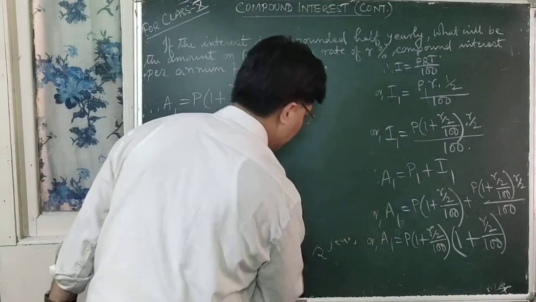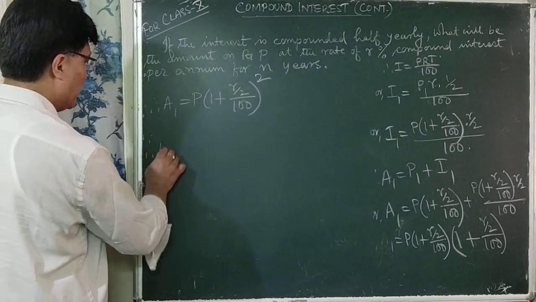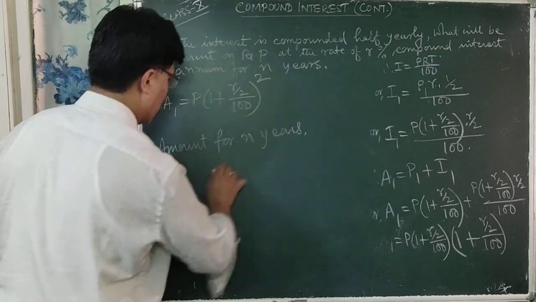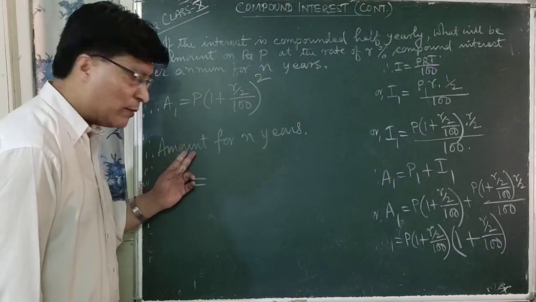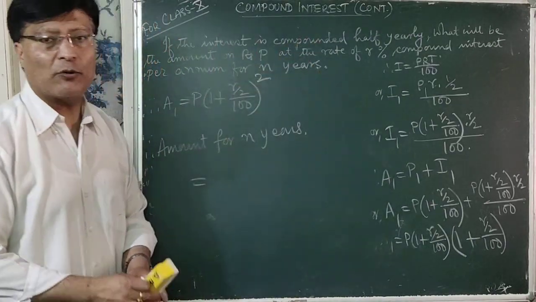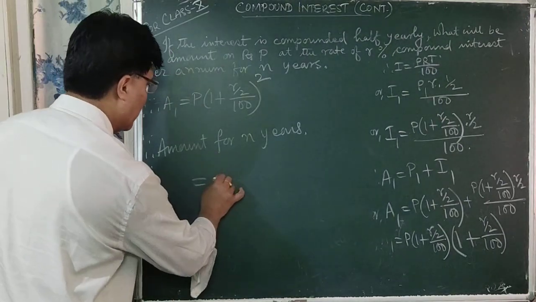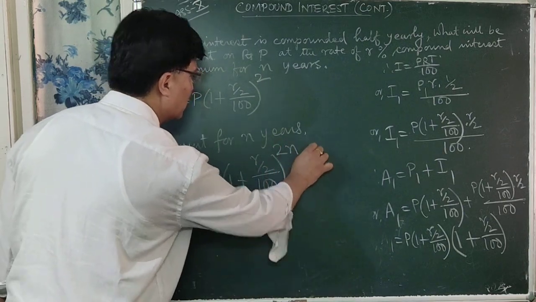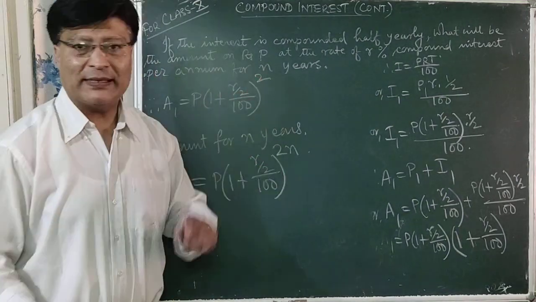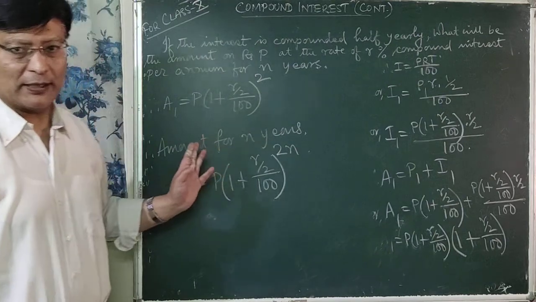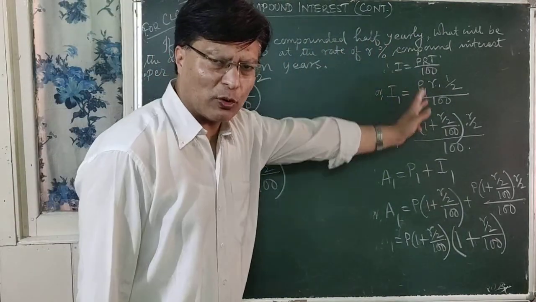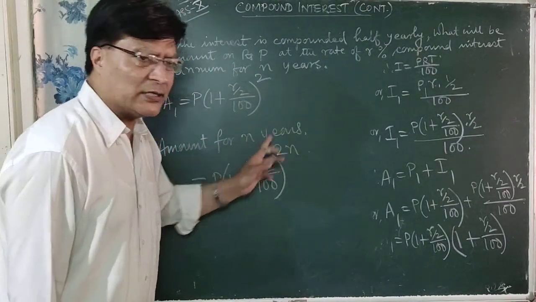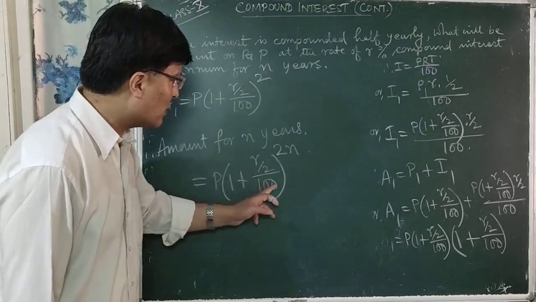There is a formula. So likewise, you can write down, therefore, amount for n years is equal to. So what will be the amount for n years if the interest is compounded half yearly? So amount will be P within bracket 1 plus R by 2 divided by 100 whole to the power 2n. This 2 should be multiplied by n. Okay, so this is the formula. You don't have to do all these and derive the formula. Just remember this formula. So amount for n years is equal to P into 1 plus R by 2 divided by 100 whole to the power 2n.